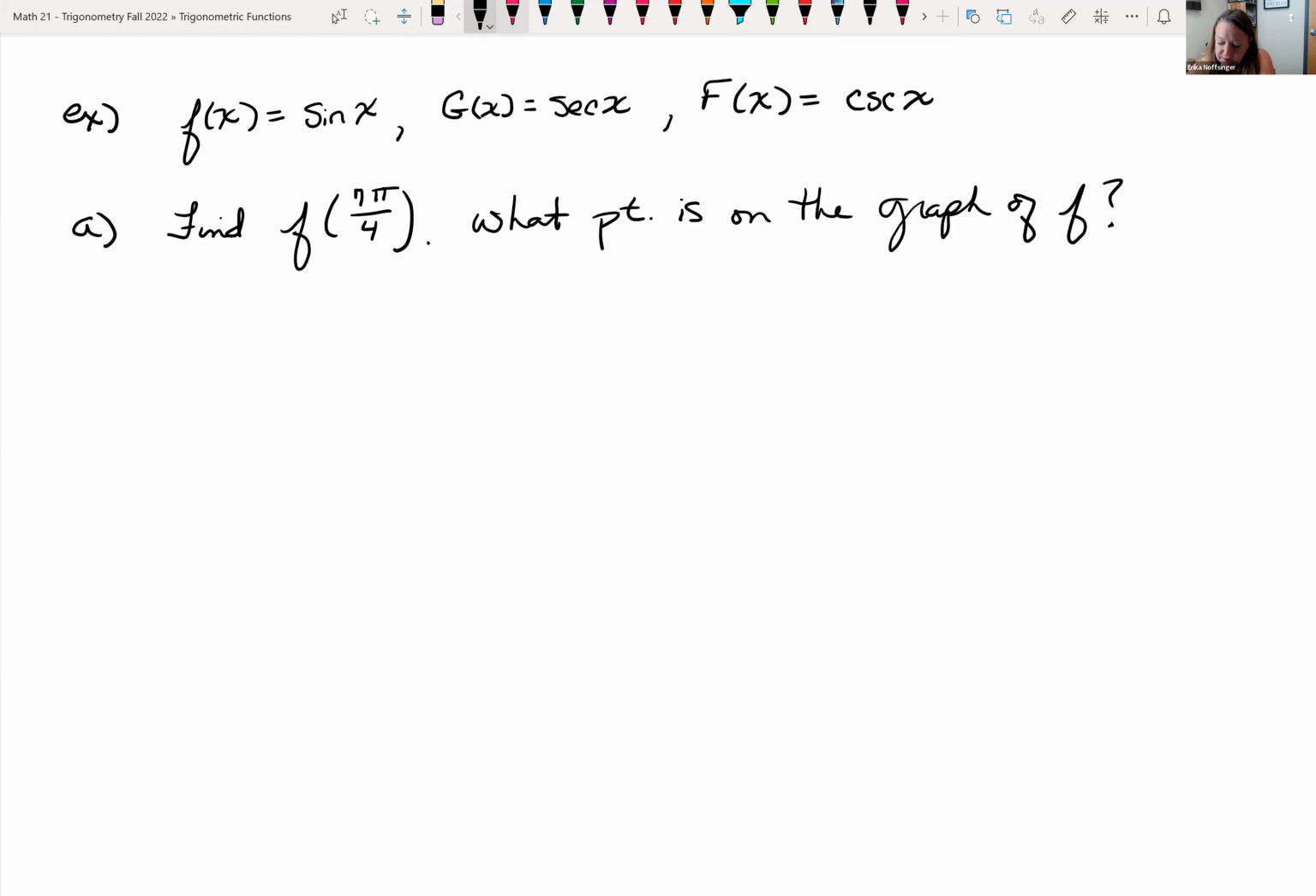Okay, so looking at this, first thing, f of 7 pi fourths. So this is telling me to go into my function little f of x and plug in 7 pi fourths wherever I see an x. So f of 7 pi fourths is equal to sine of 7 pi fourths. So first thing I want to do is graph 7 pi fourths.